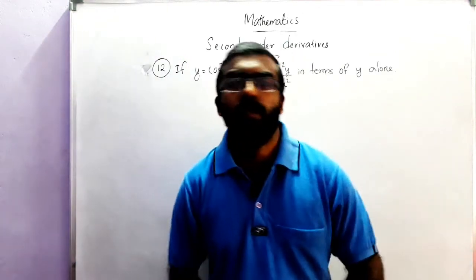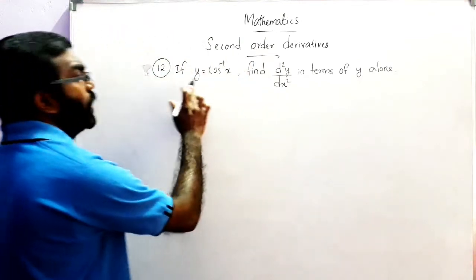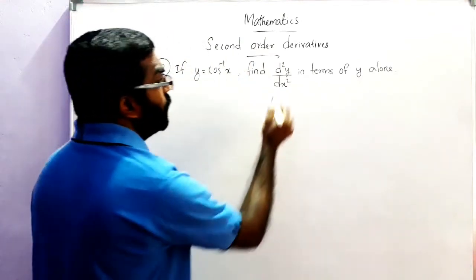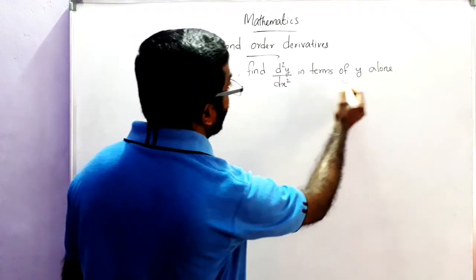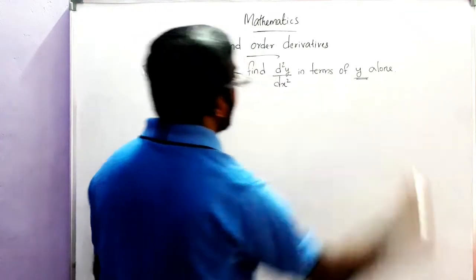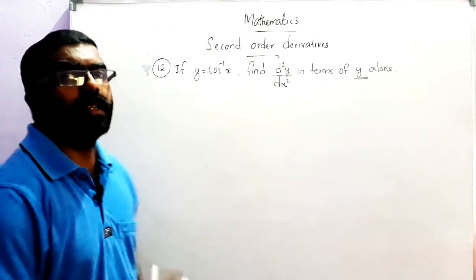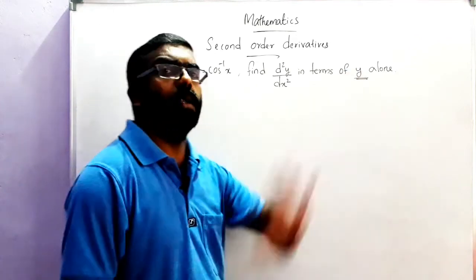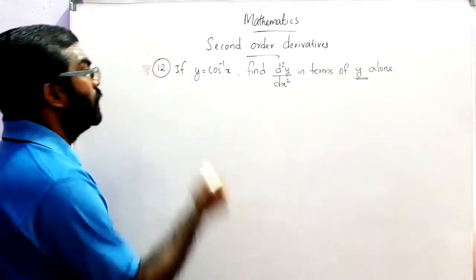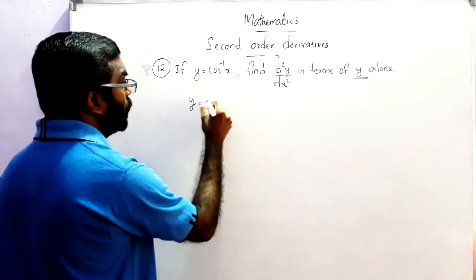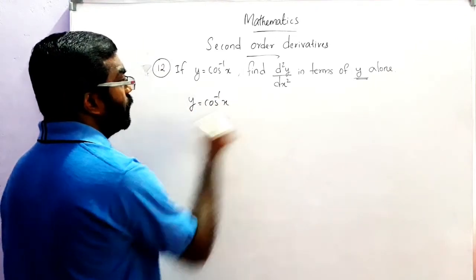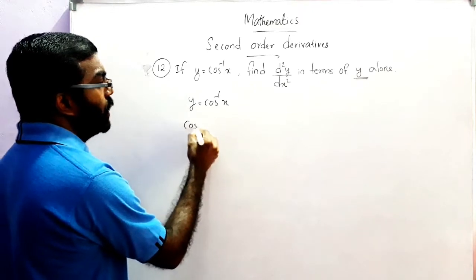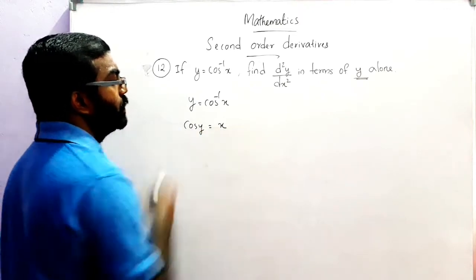Now we move on to the next question. If y is equal to cos inverse x, find d square y by dx square in terms of y alone. So here we have to find d square y by dx square in terms of the variable y alone. Okay, so it's given y is equal to cos inverse x. From this we can write cos y is equal to x.